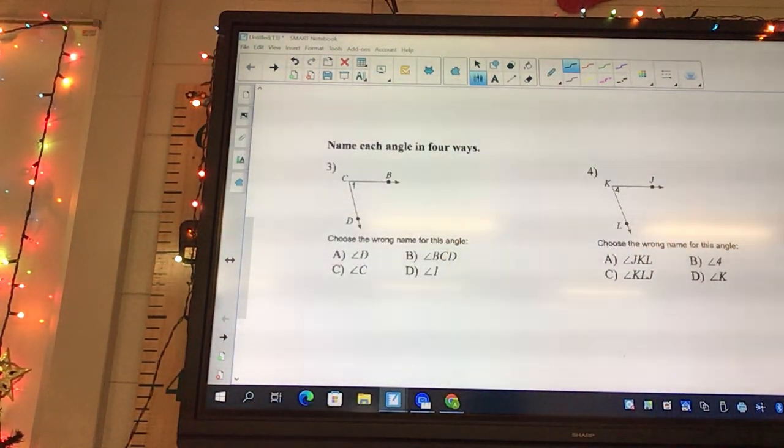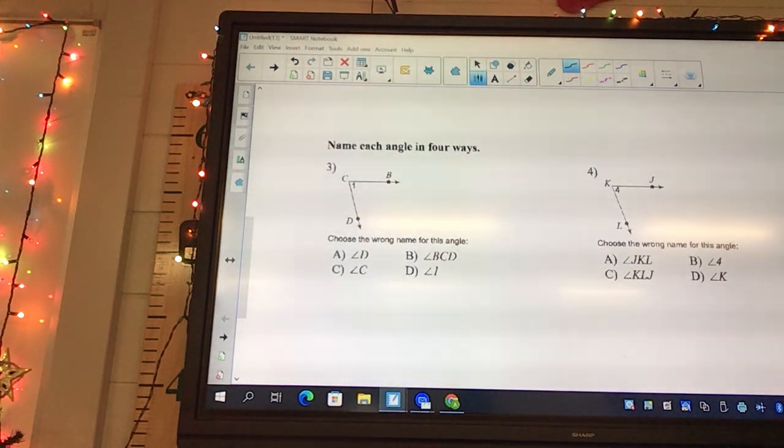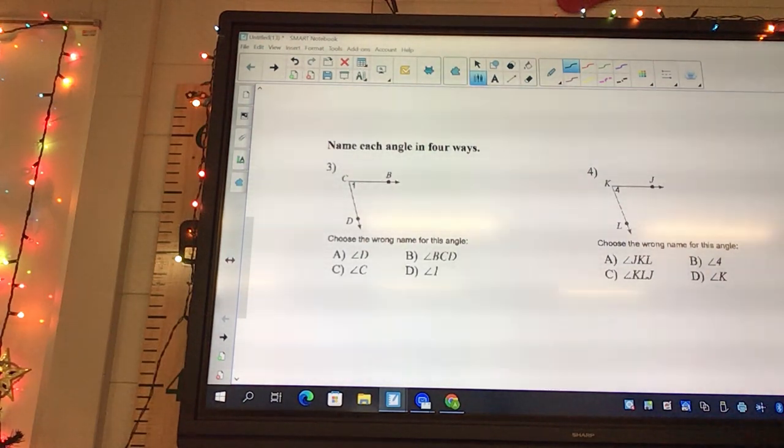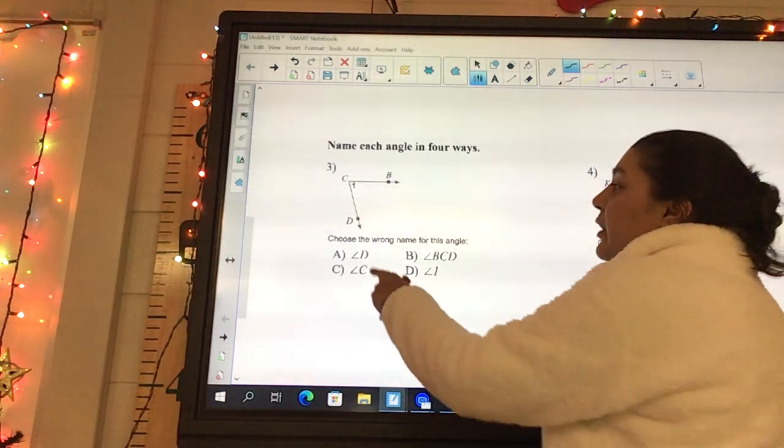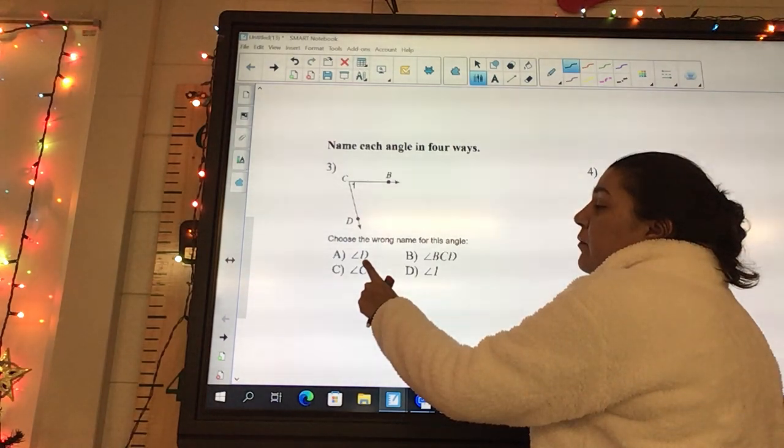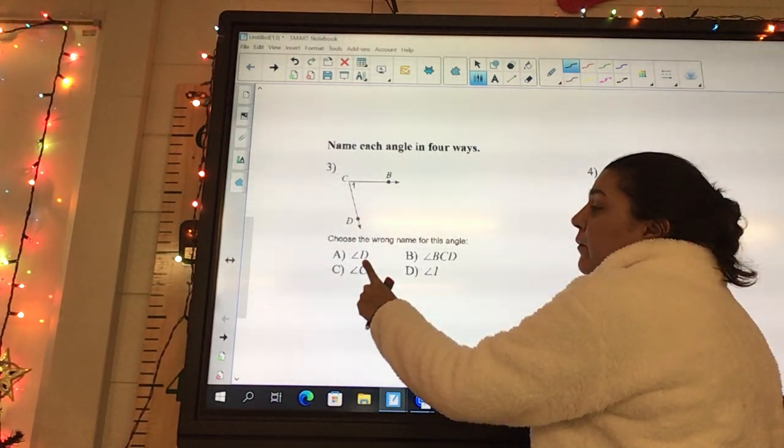Okay, 3. Name each angle in 4 ways, and I want you to choose the wrong name. D. Okay, so can we name it angle D? No. Why not? Because either it's not the plane, or it's not the vertex, or it's not in the middle.